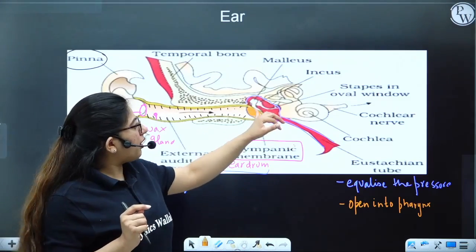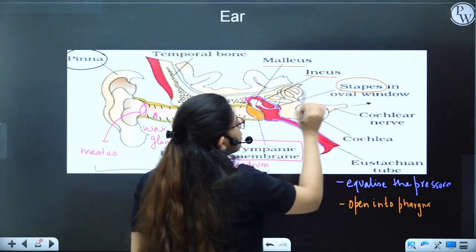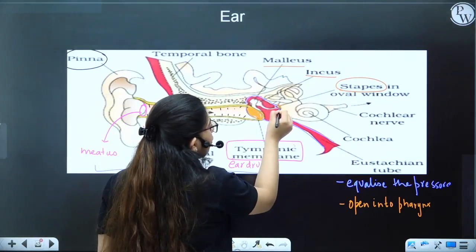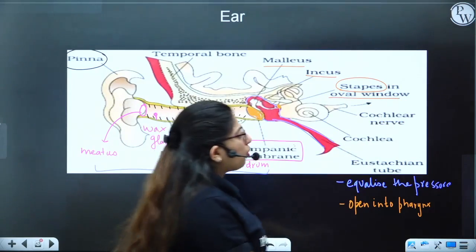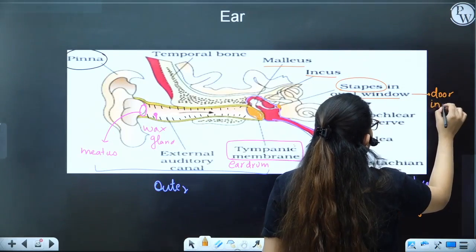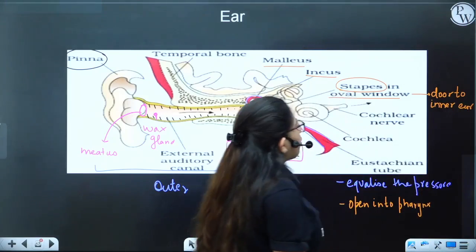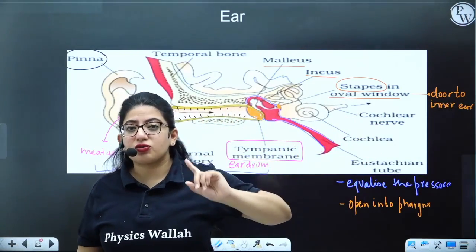And here we have three bones, the malleus, incus, and stapes. The stapes is the smallest bone and it opens into a window here. As you can see, there is a window. This is known as the oval window. And we call this oval window the door to the inner ear because it opens into the inner ear. Door to inner ear. So if someone asks you what is the door to the inner ear, what will you say? That's your oval window because it is attached to these bones.